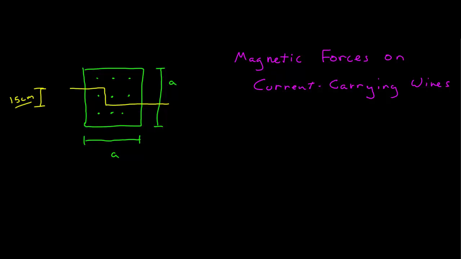Here's an example of calculating magnetic forces on current-carrying wires. We don't have simply a straight wire. So I have this region of magnetic field here given in green. It's a square of side a, and we'll say a is equal to 40 centimeters, and the magnetic field B has a magnitude of 0.2 tesla. And we can see from the dots that this is out of the page.